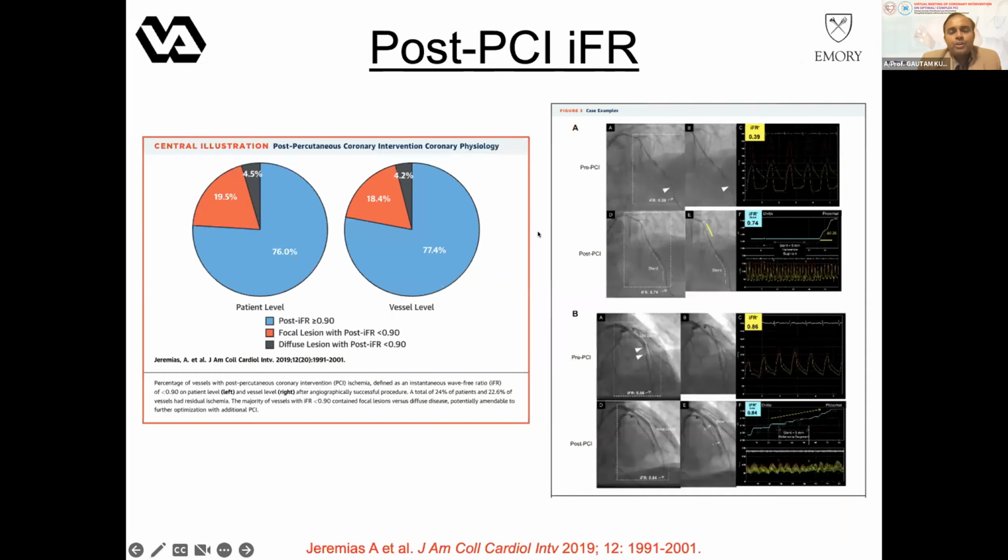Now, it's important to realize, especially with data coming from the DEFINE PCI trial, that nearly 25% of patients ended up leaving the cath lab with a post-PCI iFR of less than 0.90.